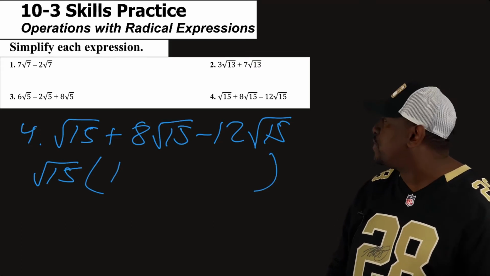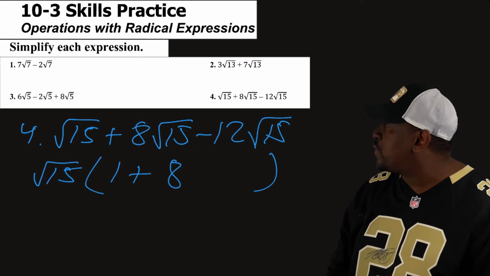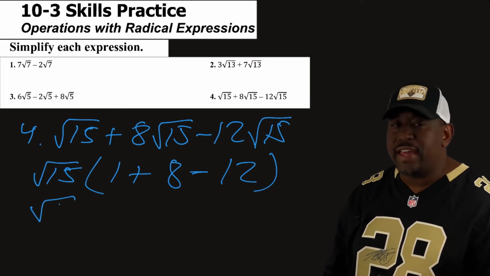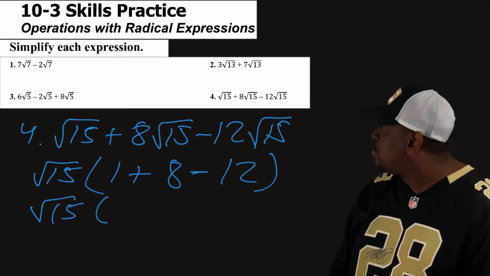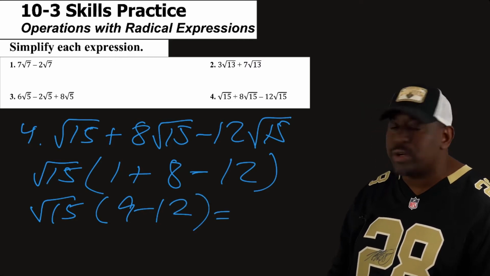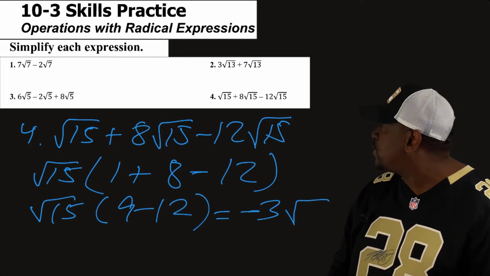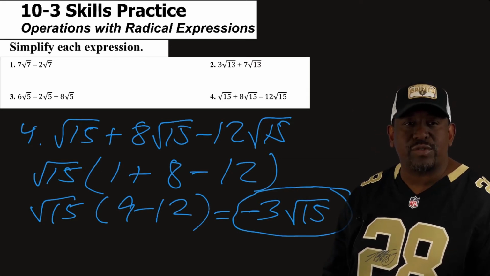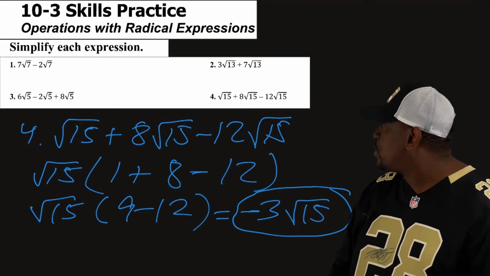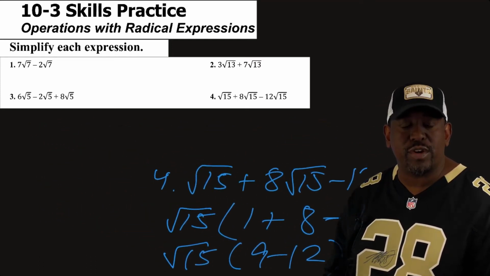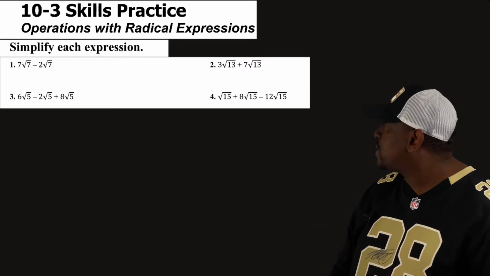We write what's left in the grouping symbols. The coefficient is 1 when you factor out the square root of 15, so we have 1 plus 8 minus 12. And so you simplify that, we add the like terms. 1 plus 8 is 9. 9 minus 12 is negative 3. And so our final answer will be negative 3 times the square root of 15. So again, you take the 9 minus 12 and you combine that with the square root of 15.